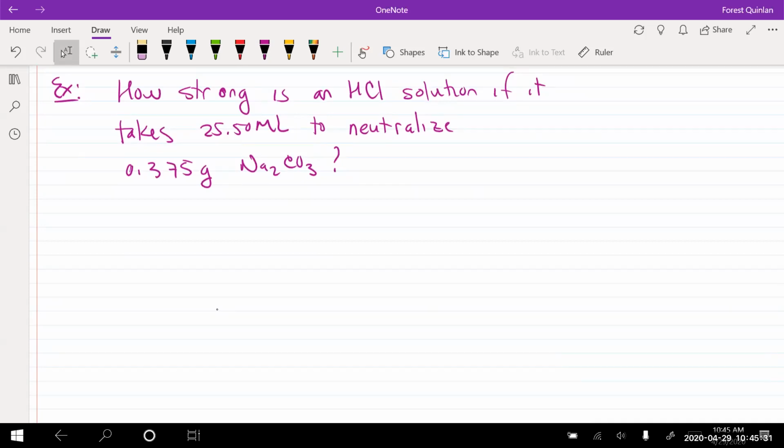So I have some sodium carbonate, just as powder. I have to use 25.5 mL of HCl to neutralize it. So how strong was that HCl to begin with? Well, we need HCl plus Na2CO3. Looks like a double replacement, right? So we have the H to the CO3 and then Na2 to the Cl. And again, since sodium carbonate is accepting, that makes this the base.